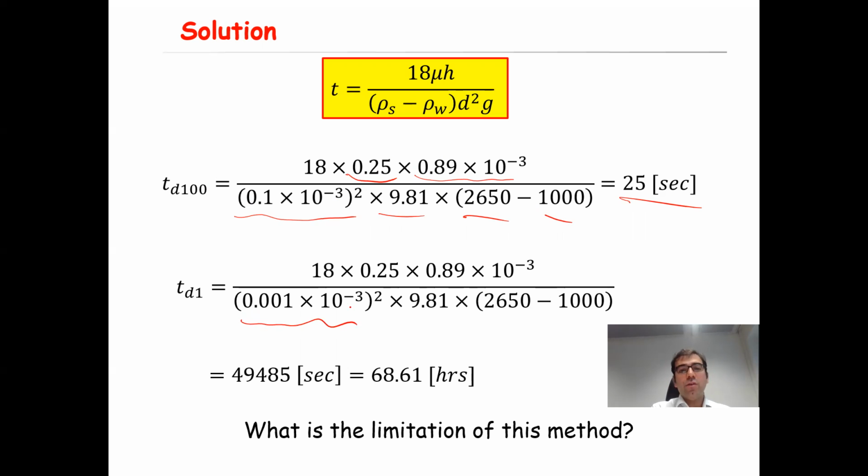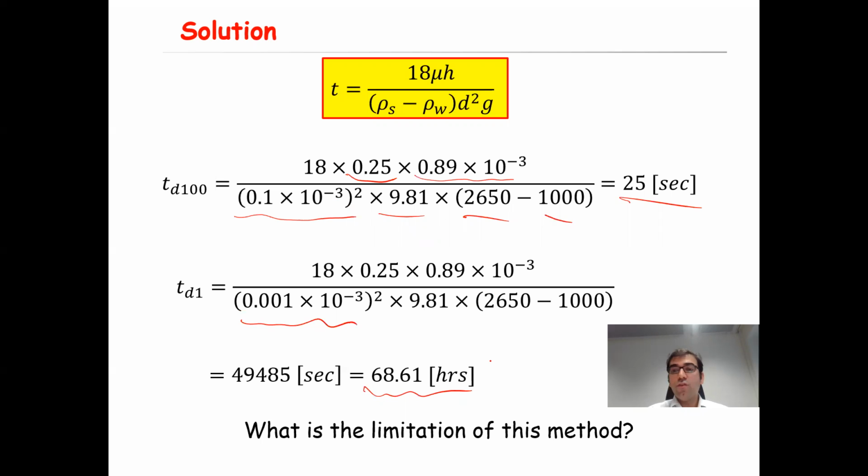And then if you do the calculation, you get 49,485 seconds, which is roughly equal to 69 hours, or 68.61 hours. So you already see the limitation of this method. It works quite okay when the particle is 100 micron, it takes 25 seconds to get the particle size, but when the particles are very small, let's say 1 micron, it takes 68 hours.